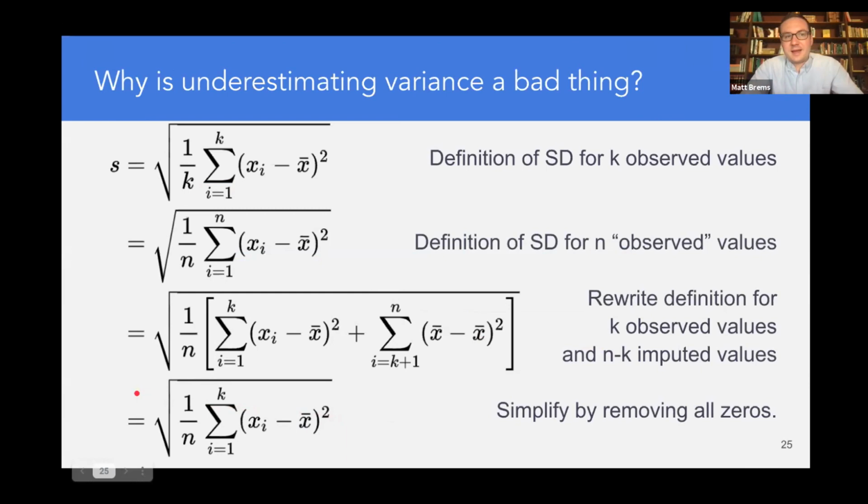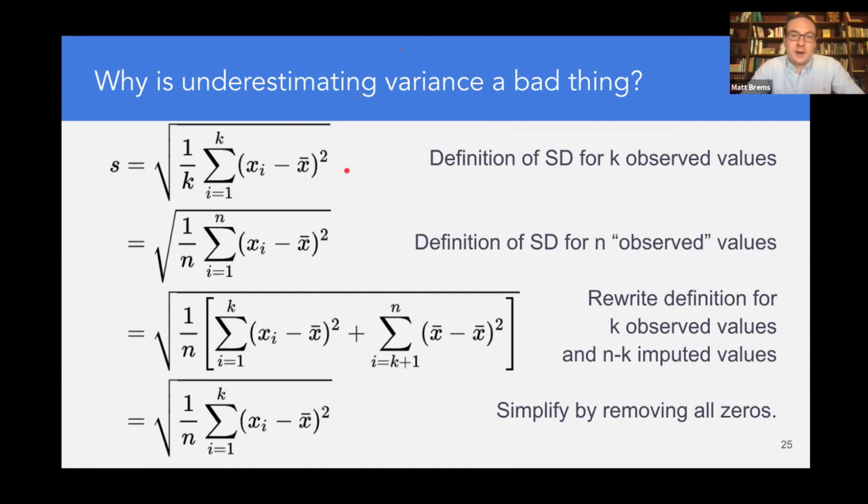Here, I've got S, or sample standard deviation, and I've got the definition of sample standard deviation for K observed values. So let's assume you've got a data frame of N observations. Your first K values are observed. K plus 1 all the way down to N, the bottom part, is not observed. If you calculated the sample standard deviation for K observed values, this is that formula.